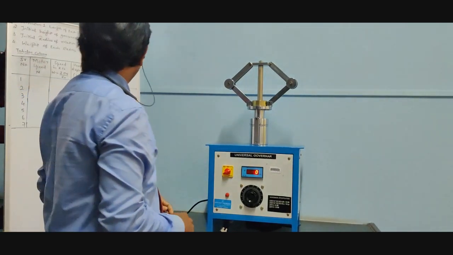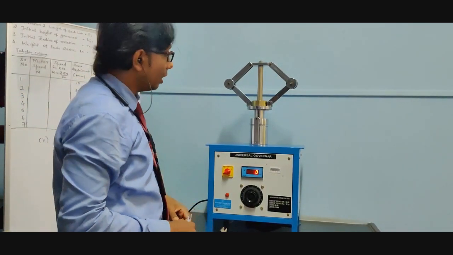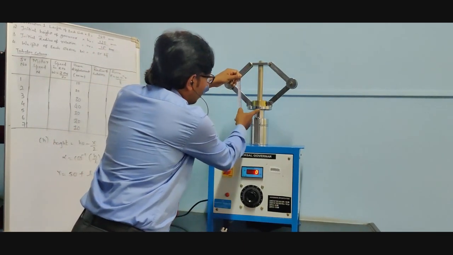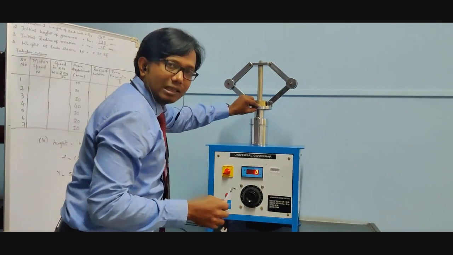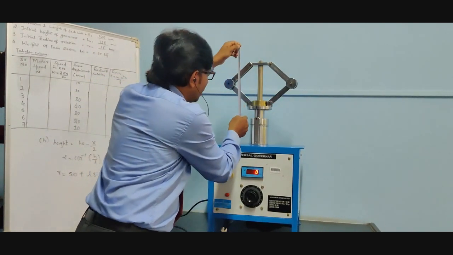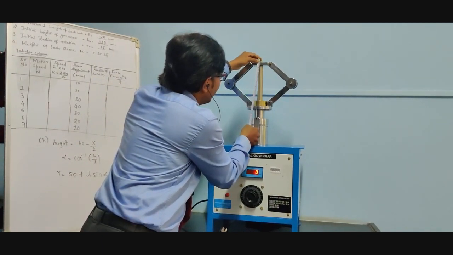Then comes the initial height of the governor. The initial height of the governor, that is h naught, is taken from the end of the sleeve. This is called a sleeve. So this will be the sleeve which will be displacing. So the length of that will be considered from this end to this.